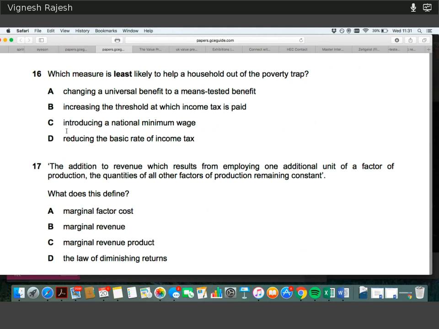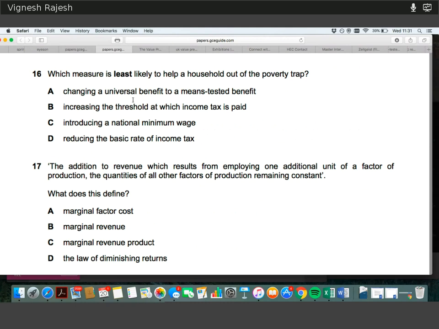So it's not B. Similarly, C is only going to increase the wages of those at the lower end of the labour market, so that's actually going to be quite helpful. Similarly, D, reducing the basic rate of income tax, just means these low-income families have more of their income to then spend.